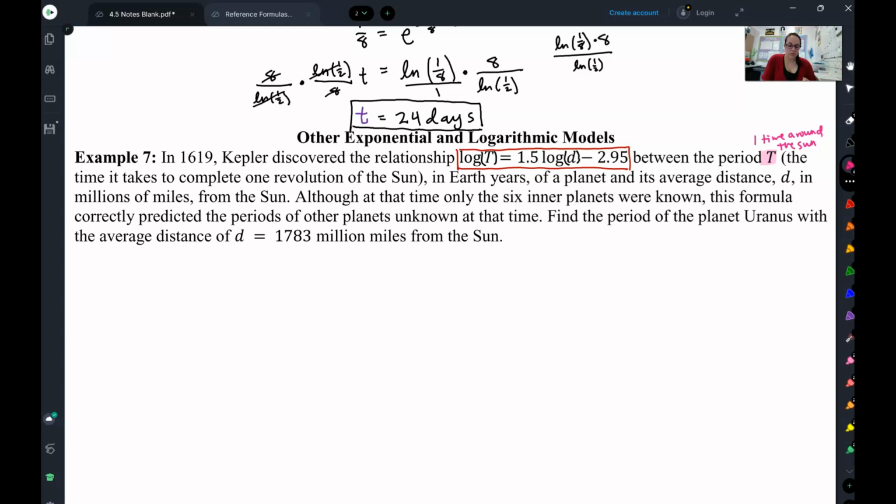So this is the relationship between the period in Earth years of a planet and its average distance, d, in millions of miles from the sun. So d is the distance from the sun. Although at that time only 6 inner planets were known back in 1619, this formula actually correctly predicted the periods of all the other planets unknown at the time that were discovered later. So it's kind of a cool formula that it worked for the things they knew at the time and continued to work for all the new things we discovered.